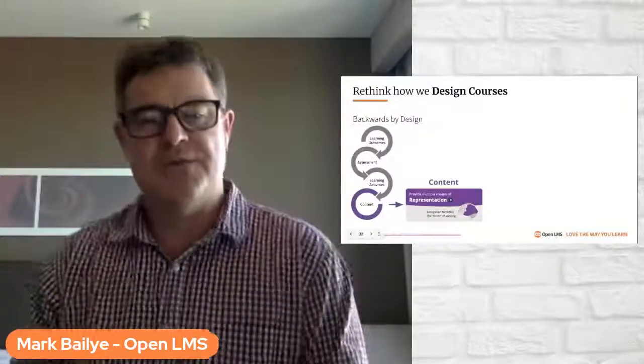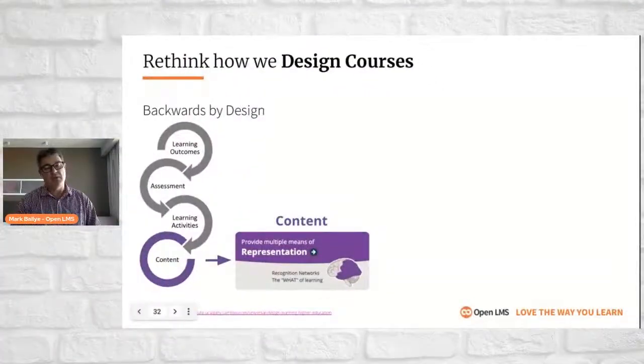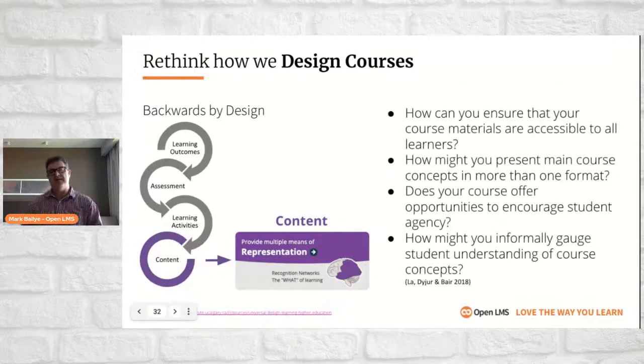Now we jump down to the third area when we're thinking about designing courses, which is around providing multiple means of representation, where we're thinking about the what of learning, and how we present content and information in different ways. So what are the questions that we think about at this point? Well, here's another four that I've put together for you.